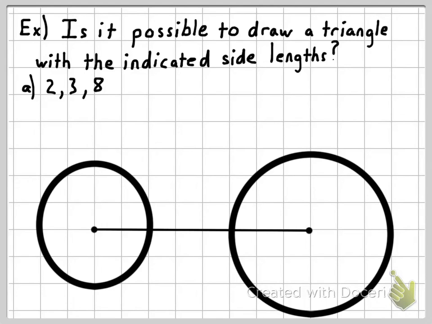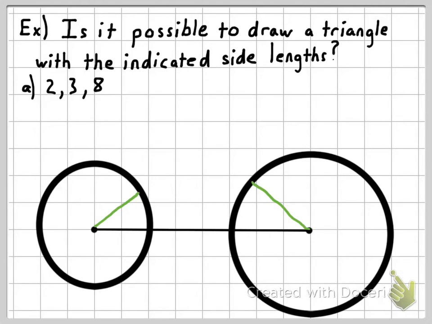Notice that if I try to draw a segment that's 2 units long, and a segment that's 3 units long, that's the radius of each circle, right? They're not going to actually be able to connect because the 8 unit side, its vertices are too far away for a 2 unit side and a 3 unit side to actually reach one another.